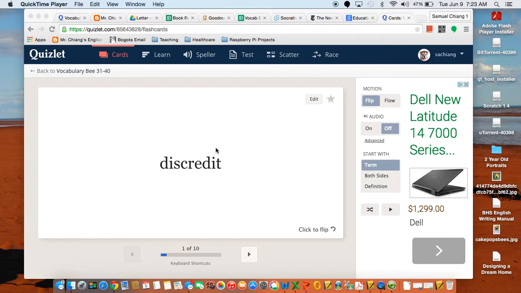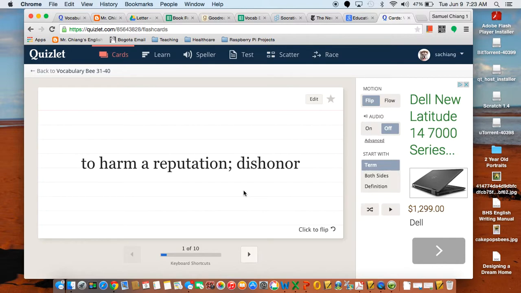Okay, the first word that we have here is discredit. And discredit means to harm a reputation or to dishonor. So, an example of that would be if a politician tries to discredit another politician by saying that they were lying or that they did something immoral or that when they were mayor or governor or whenever they were a politician, they did something wrong. So to discredit means to harm a reputation or to dishonor.